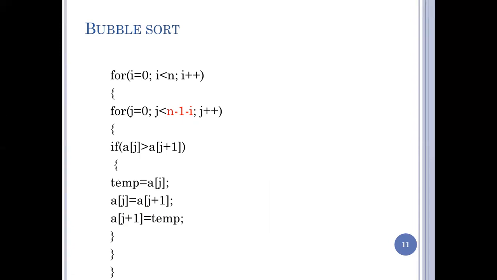Okay, so it is up to you to stop it. When you are doing it complexity wise, we can write it as n minus 1 minus i and j plus plus. And when the jth element is greater than the j plus 1 element, we need a swap, or else we are not going to swap. Okay, so this is the basic bubble sort program for sorting an array.